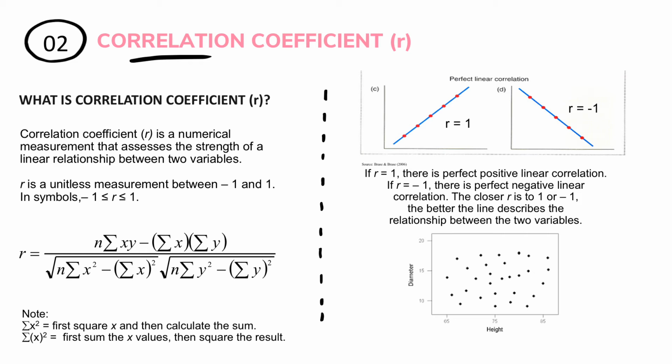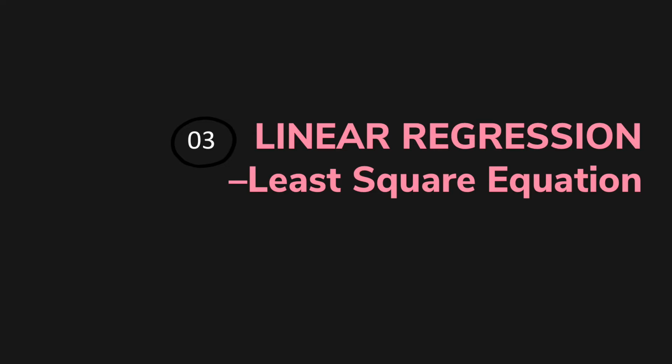In the case where the data has no linear correlation, like in this graph, the R value is 0. The next subtopic that we're going to have a look at is linear regression, and we're going to see how we're going to create the linear regression using least square equation.